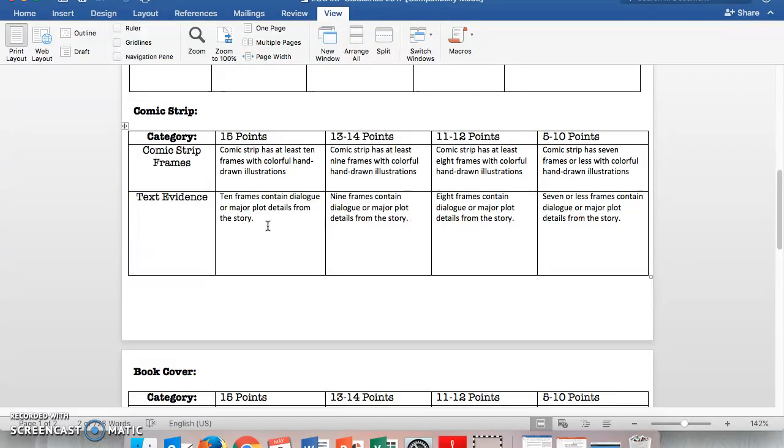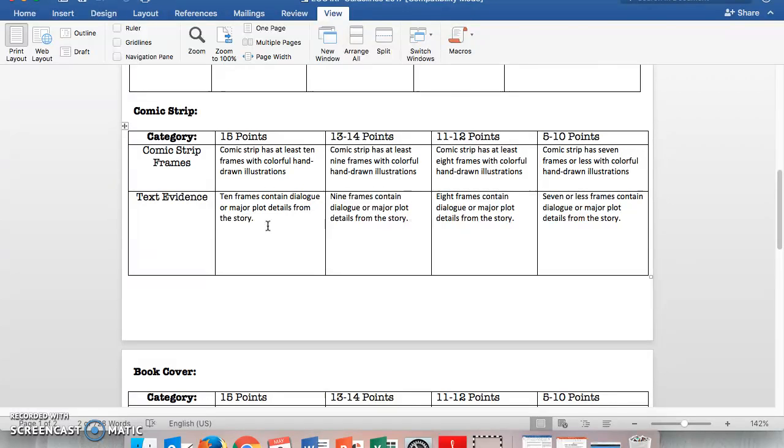So again, you have to have text evidence here. If you're going to put a quote in your text evidence, you have to explain it, okay? If you choose not to include text evidence, this is where it gets tricky in the comic strip, okay?